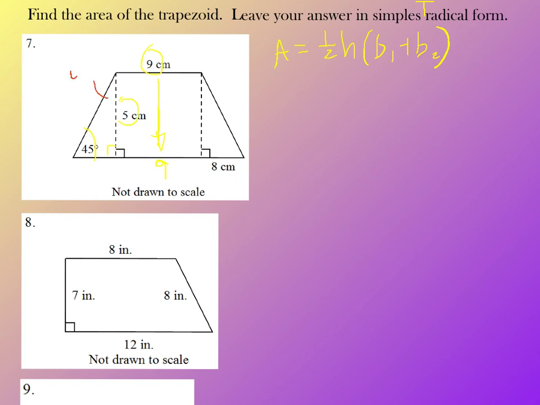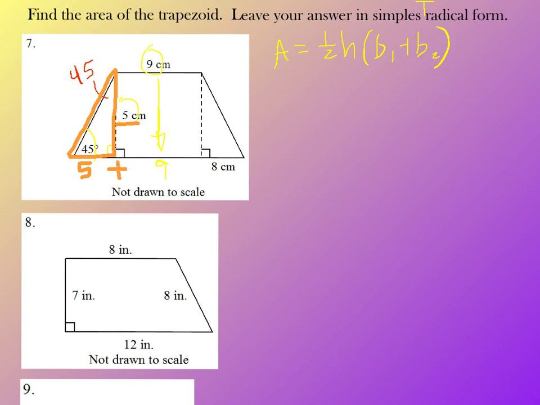That means this angle right here is also 45. And so even though it doesn't look like it, we actually have an isosceles triangle. This triangle right here is isosceles because it's 45, 45, 90. So we know that the legs are congruent. So if this is 5, then this is 5 down here. So now I know base 2.